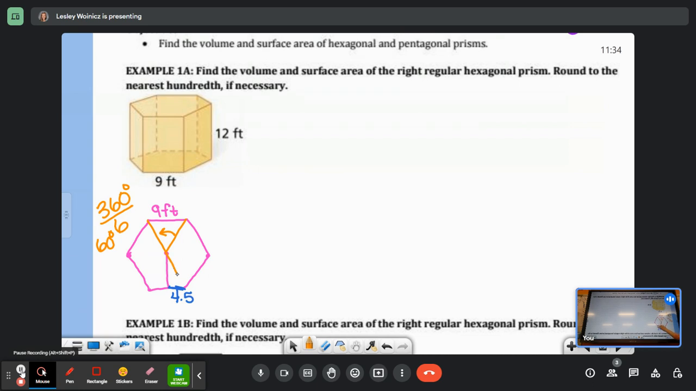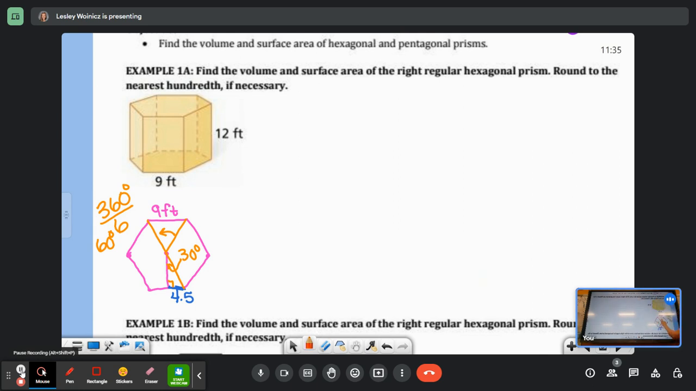So if I make this triangle, what is the measure of that little baby angle in there? 30. Okay, we haven't forgotten everything. You see that we have a 30, 60, 90 right triangle down there? So what I want to know is this apothem, because I need the apothem to find the area of that hexagon, right?